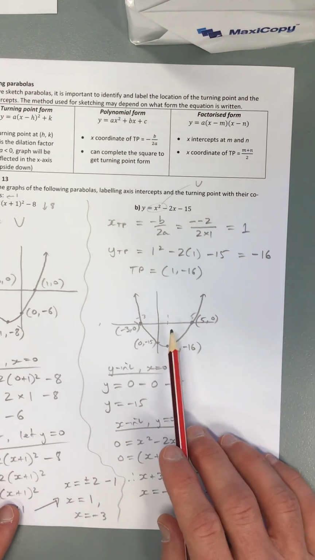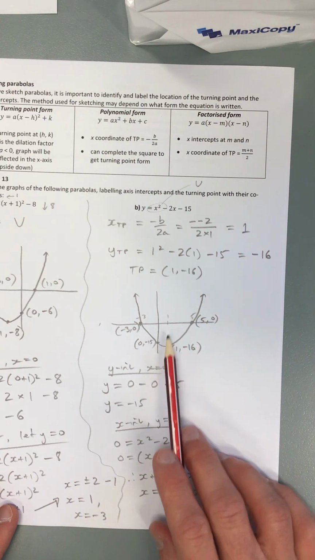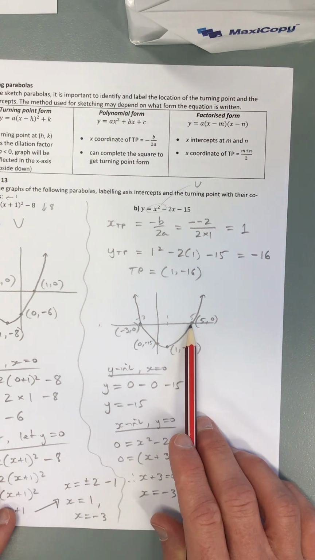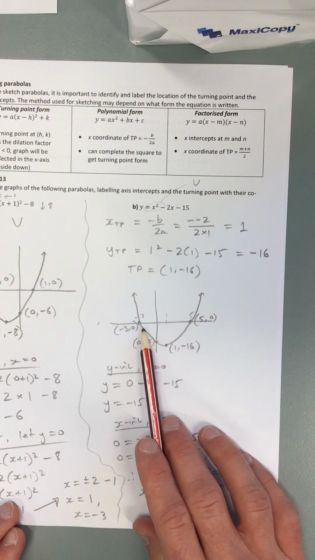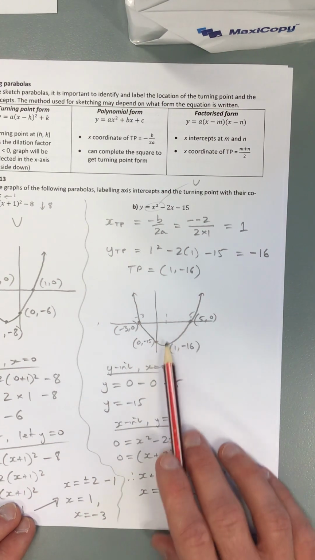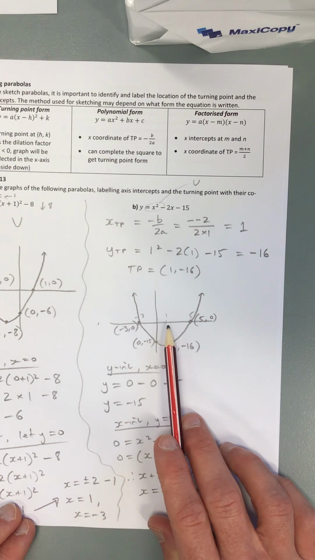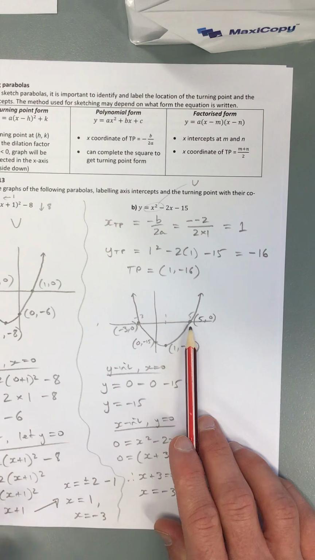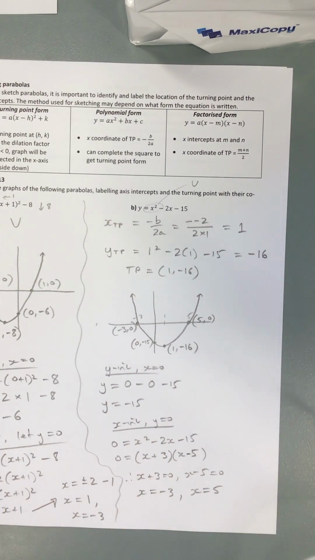And what you do notice here, and it was mentioned when we talked about factorised form above, the x-coordinate of the turning point will always be halfway between the two x-intercepts. So if you had a situation where you found the x-intercepts first, x equals negative 3 and x equals positive 5, you would know that the turning point has to happen at x equals 1, because 1 is exactly halfway between negative 3 and 5. So that's another technique that you can use if you're sketching a graph like this.